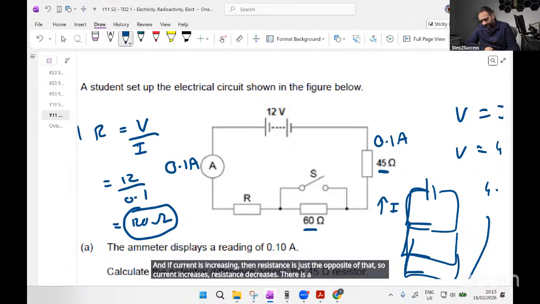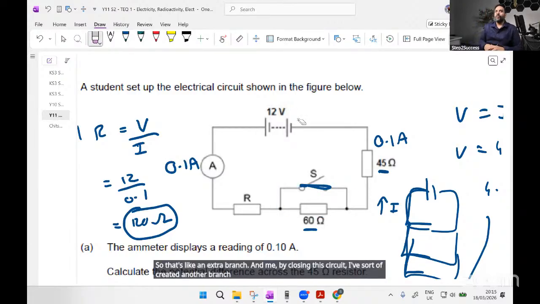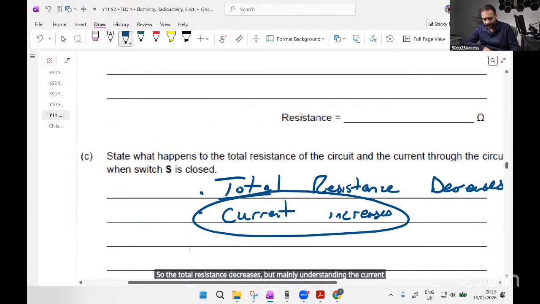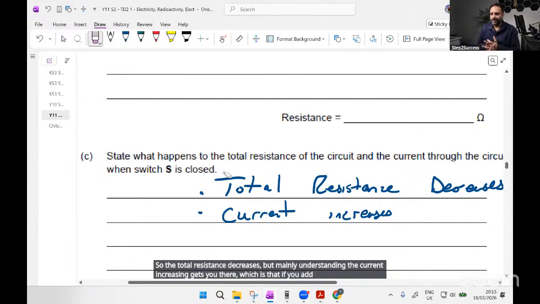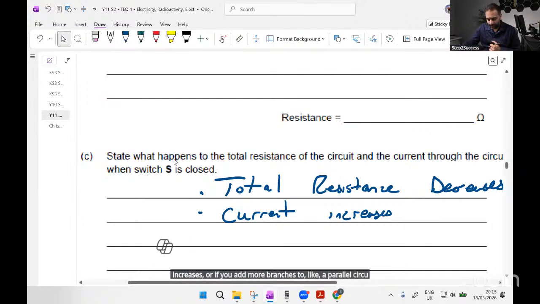There is another explanation for that. In a parallel circuit, the total resistance is lower than the resistance of any one branch. So that's like an extra branch. By closing this switch, I've created another branch, and the total resistance has actually decreased as a result. So the total resistance decreases, but mainly understanding the current increasing gets you there, which is that if you add more wires to a circuit, the total current increases. Or if you add more branches to a parallel circuit, then the total current increases.